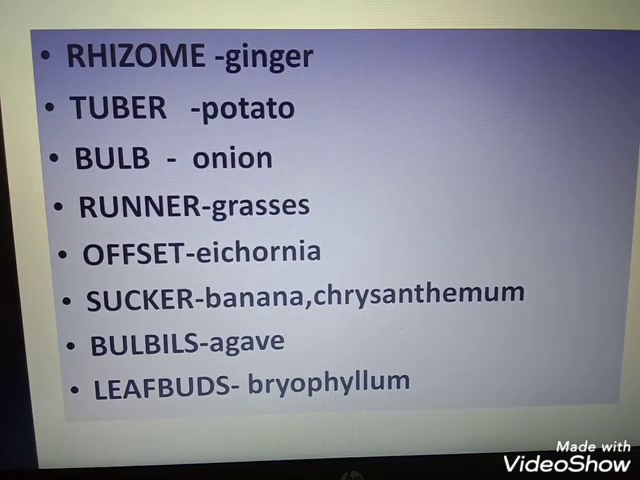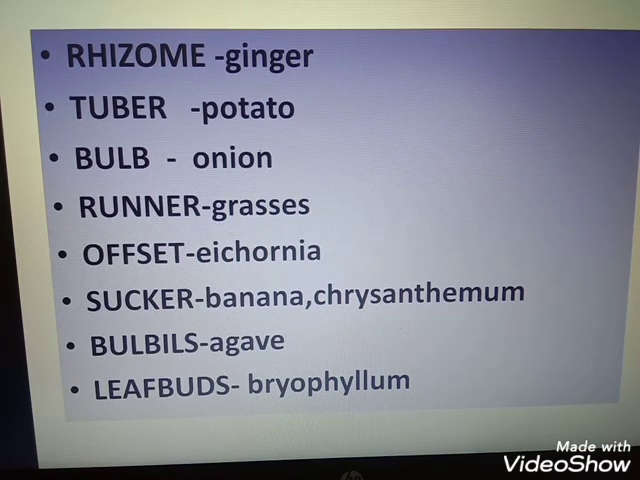That is very important. From which portion of the rhizome a new organism is forming? This type of question is quite common. So it possesses nodes, internodes, scale leaf buds and adventitious roots. Okay, and the next one is tuber.